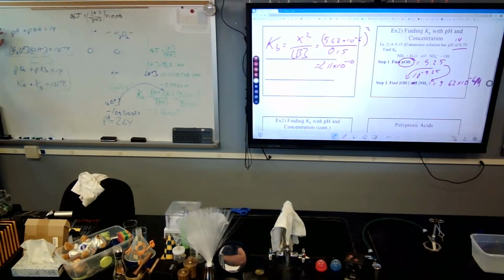Okay. So if you have any of these, you have all four. If you have anything here and a concentration, you have everything. All you need is something out of this box to get everything. Something out of this box and a concentration gets you all of these.